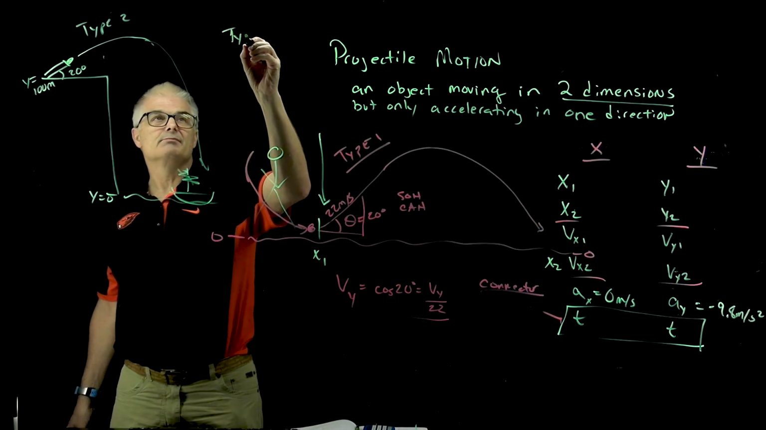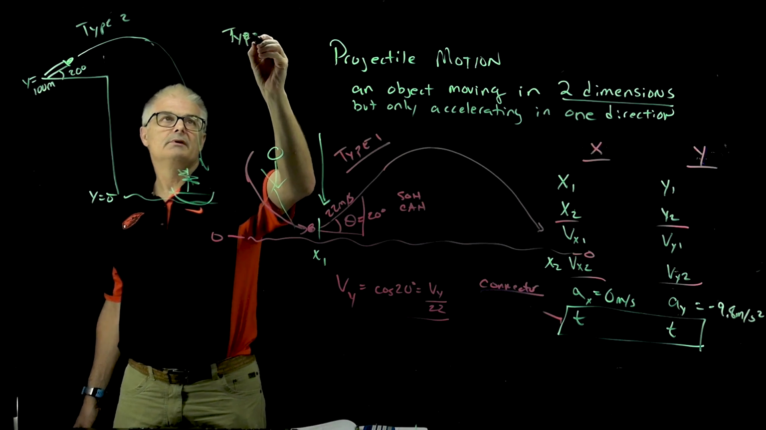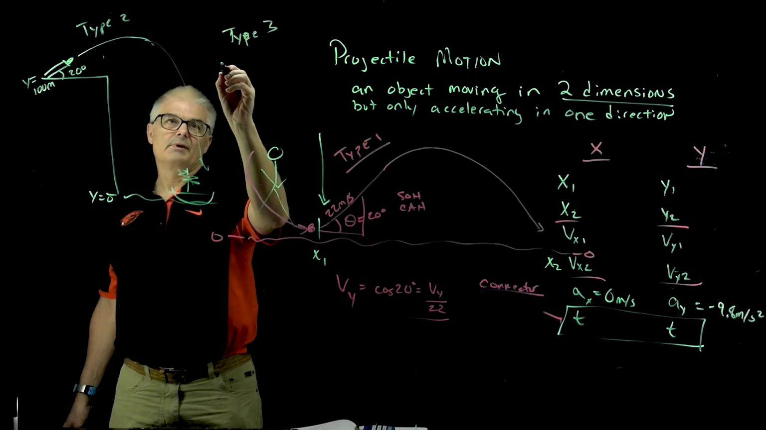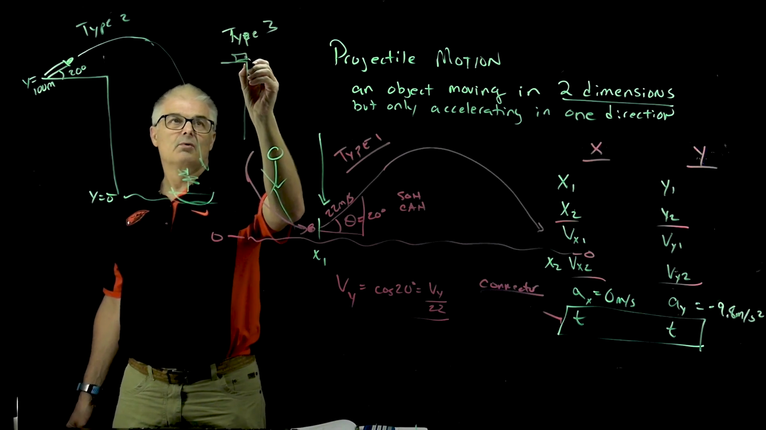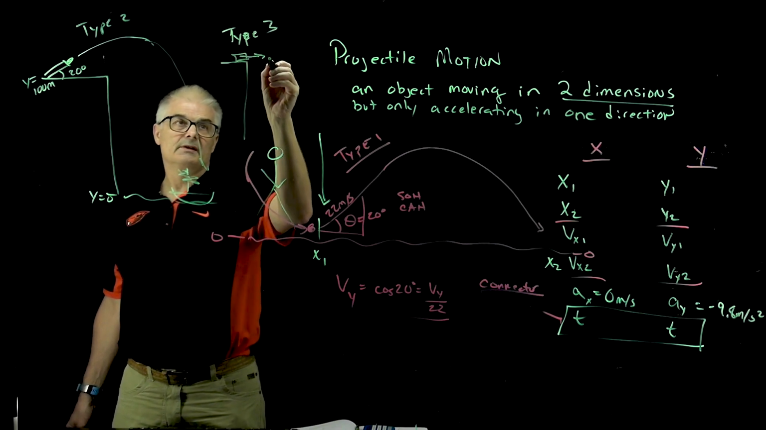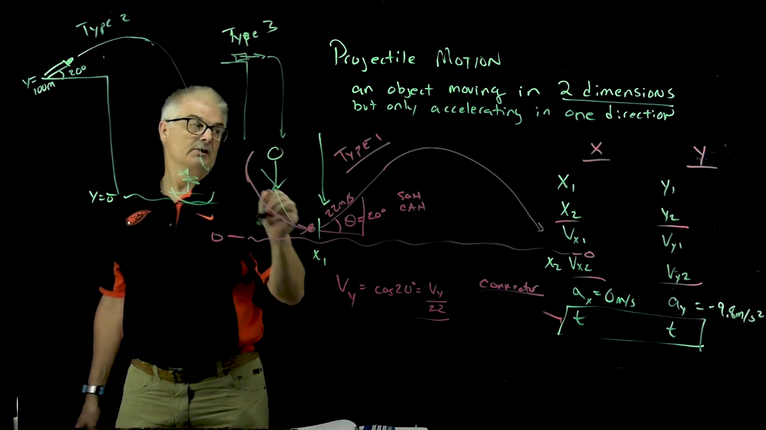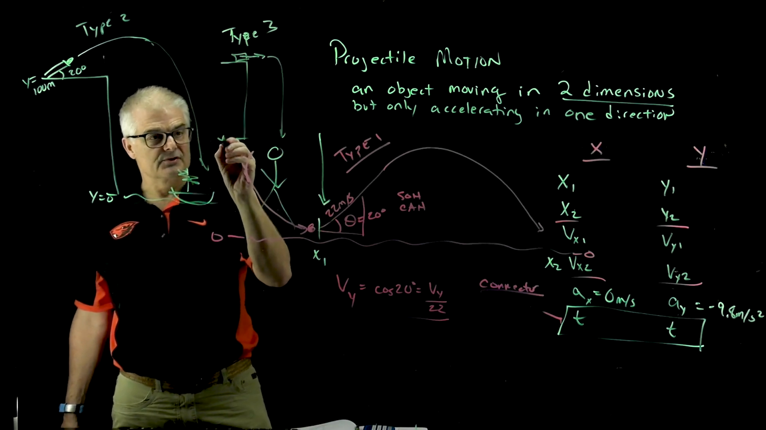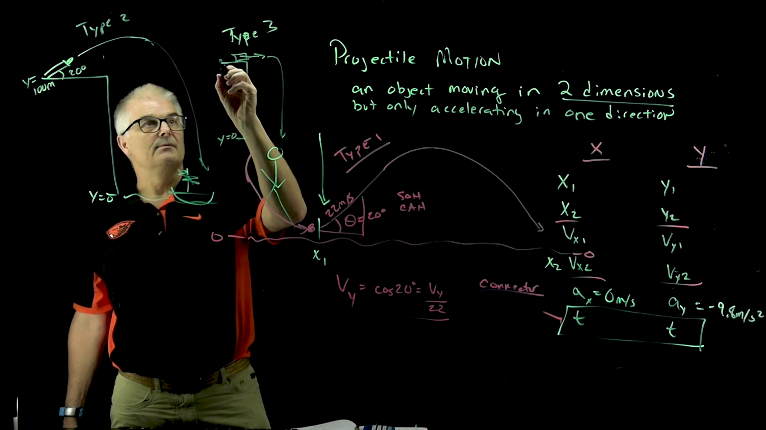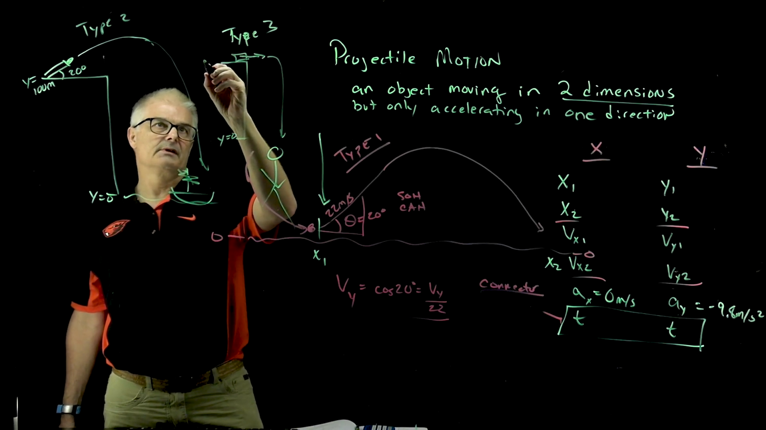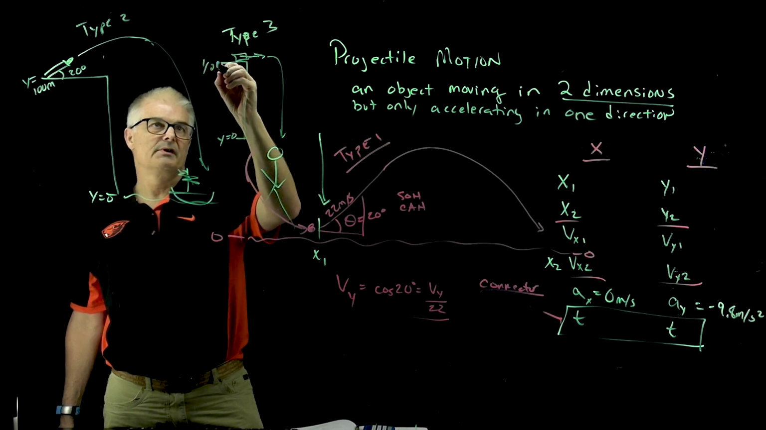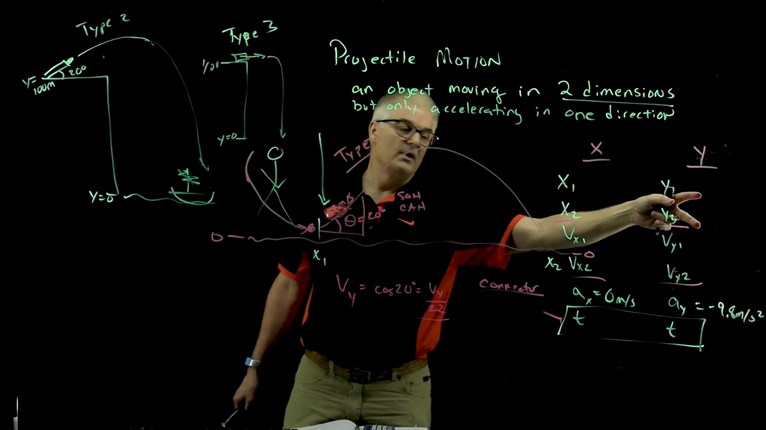And actually type 3 is maybe the easiest one, type 3. In a type 3 problem, it also might be like a cliff. But in this case, what you have is the cannon, or whatever, is shooting horizontally. So here you'll have like y equals 0, the initial y. It all depends on how you define 0. And let's say this is 100 meters or something. Then you're going to have a y1 and a y2.